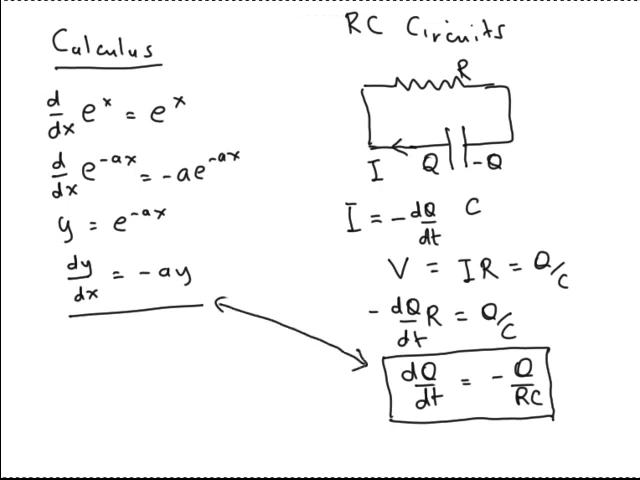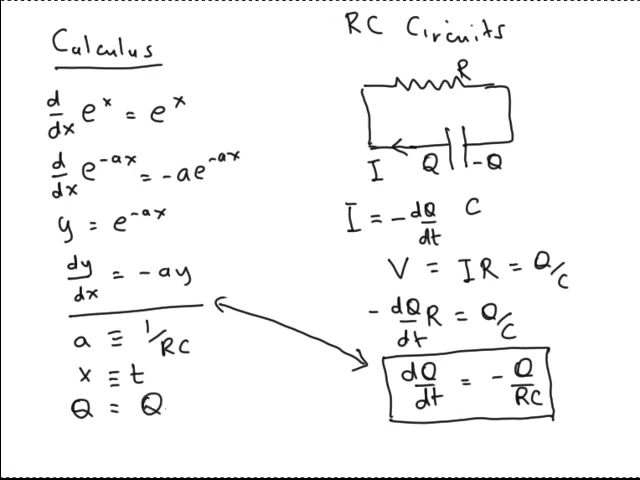So this equation is really the same as dy by dx is minus ay, and the solution of that is basically e to the minus ax. In this case, we've got a is equivalent to 1 over RC, and x is equivalent to the time. And so the solution of this is simply that Q is equal to, let's put a Q0 in front, e to the minus t over RC.